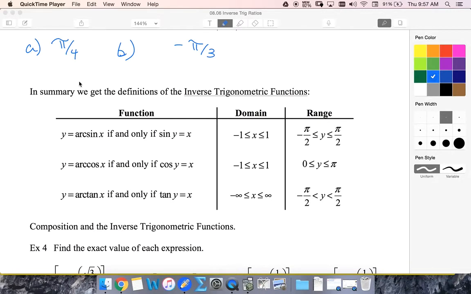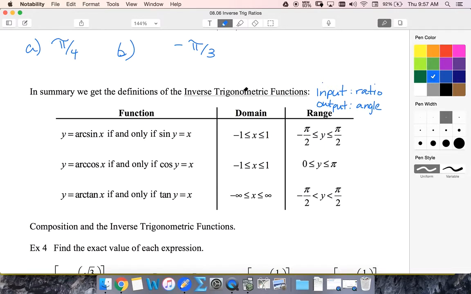All right, so here we're going to sum up our inverse trig functions. To be a function, remember we can only have one output for every input. So in this case, for inverse trig functions, our function input is the ratio, and our output is the angle. So if we think about sine, well, we know that sine has ratios between -1 and 1.